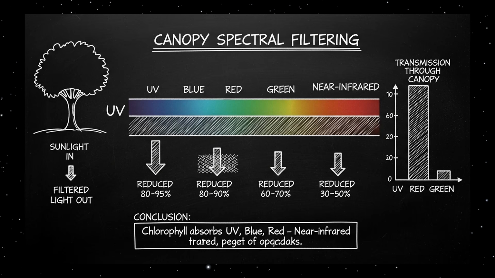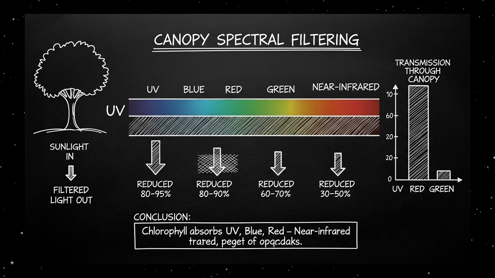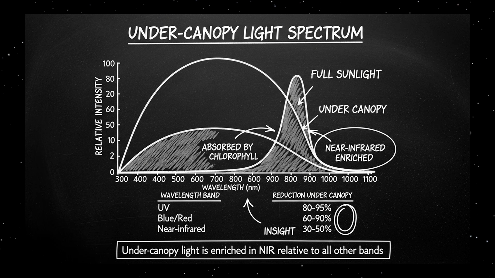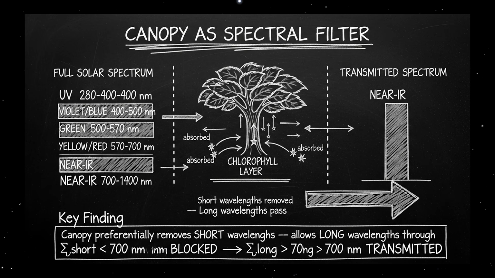Beneath a canopy, the light has been spectrally edited. Ultraviolet is reduced by 80 to 95%. Blue and red visible light are reduced by 80 to 90%, absorbed by chlorophyll. Green light is reduced by 60 to 70%. Near-infrared is reduced by only 30 to 50%. The light reaching your skin beneath a tree is enriched in near-infrared relative to every other part of the spectrum. The canopy has preferentially removed the short wavelengths and allowed the long wavelengths through.